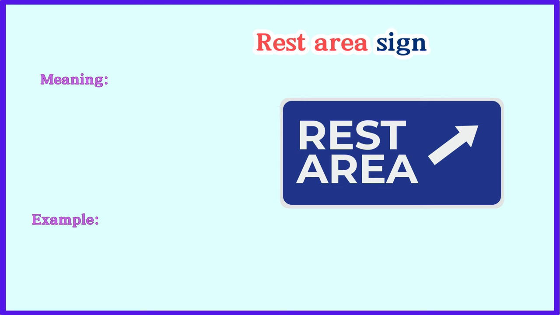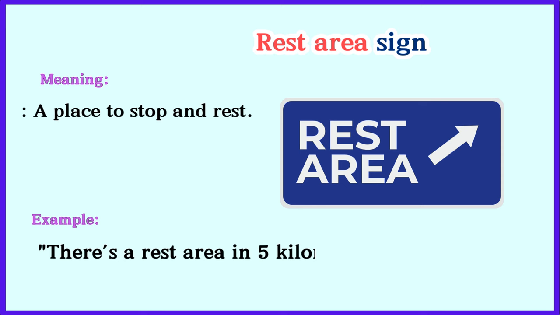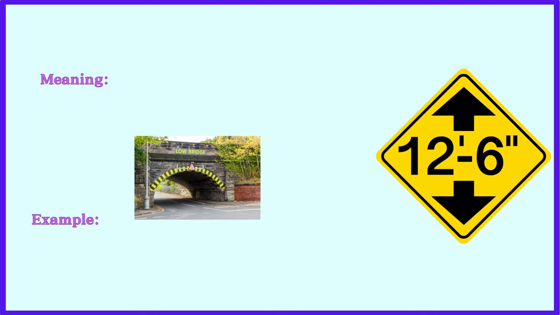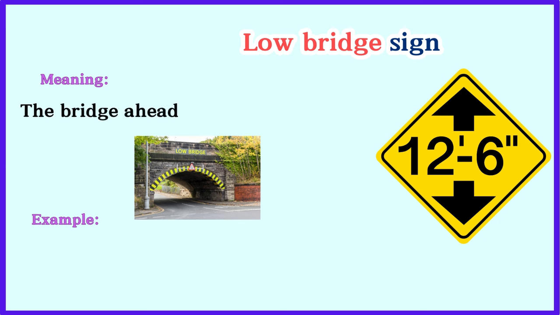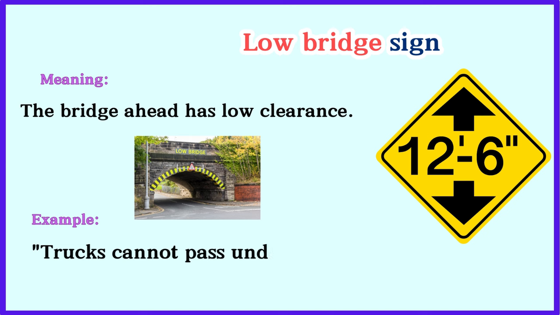Rest area sign. Meaning, a place to stop and rest. Example, there's a rest area in 5 kilometers. Low bridge sign. Meaning, the bridge ahead has low clearance. Example, trucks cannot pass under the low bridge.